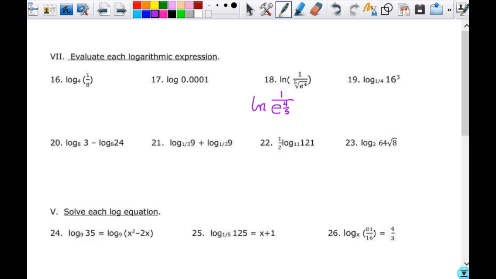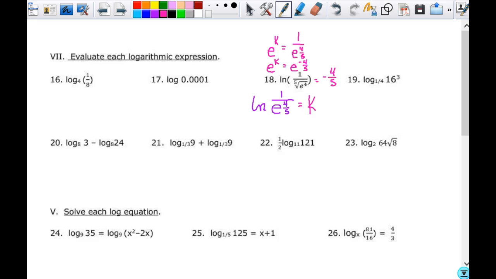Everybody okay with that? So you can do it one of two ways. The natural log of e is just 1, so you can adjust this, or you can go ahead and solve it like the rest of them. What is the base of a natural log? E. So if I set this equal to k, the base is e, so e to the k power is equal to 1 over e to the 4/5 power. So that just means that e to the k power is equal to e to the negative 4/5 power. So the answer to that is negative 4/5.